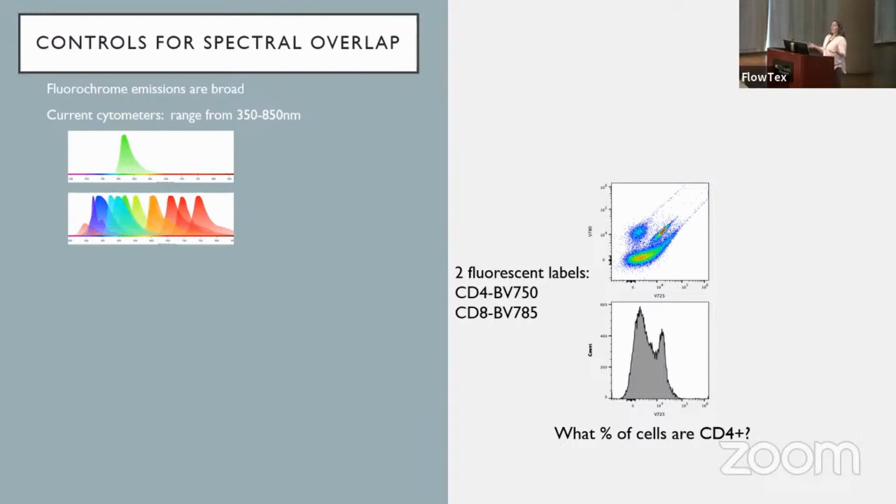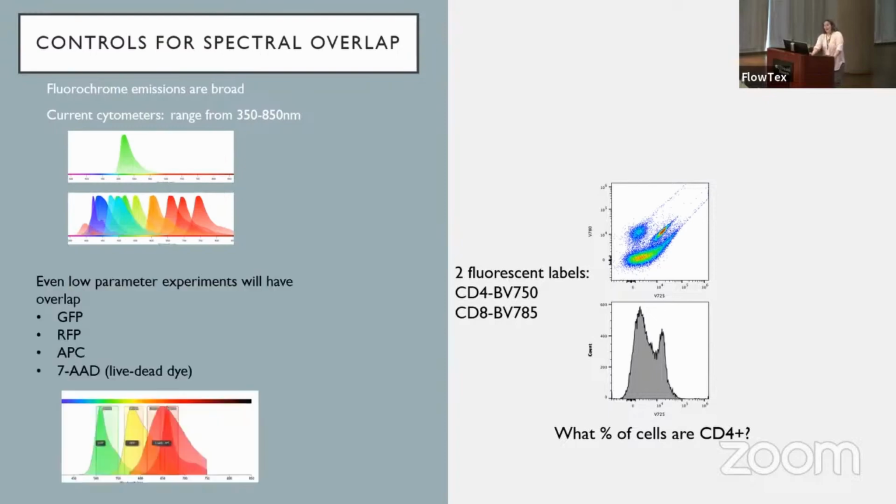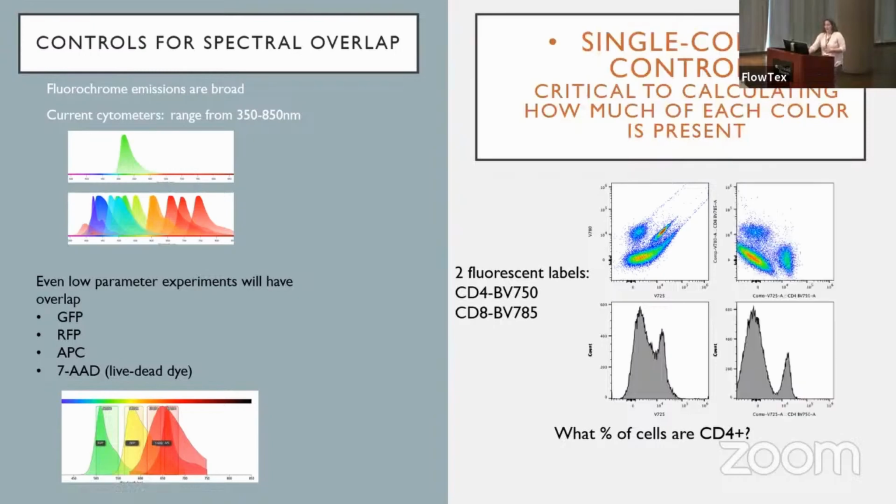And then, if you find out you don't need the control later, I don't think it's going to cost you anything, right? If you needed that control, however, because even very low parameter experiments are going to have a bunch of overlap, you're going to be in a lot of trouble. Trying to interpret how many CD4 cells and how many CD8 cells are in this, that has a lot of overlap and I didn't have the right controls, versus this where we can actually correct and calculate those overlaps so that we can figure out how much of each is present, is going to be critical to you being able to use that data at all. You cannot really get any information out of this data.